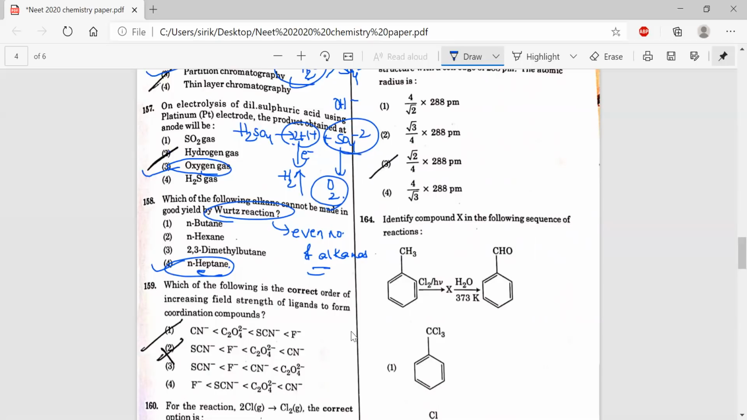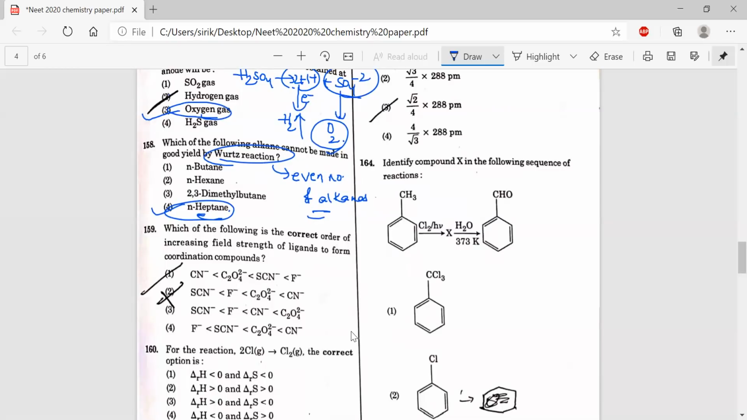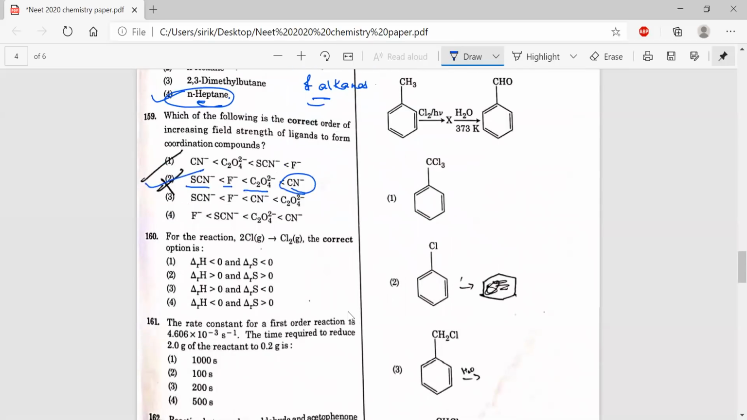Which of the following is the correct order of increasing field strength? You just have to check which is a strong ligand. CN- is strong, then C2O4 2-, F-, SCN-. Option 2 is the correct answer.